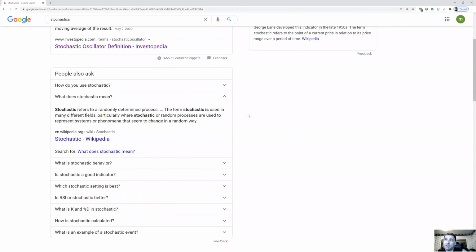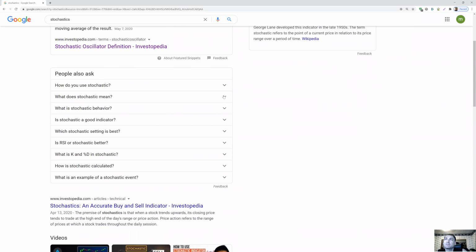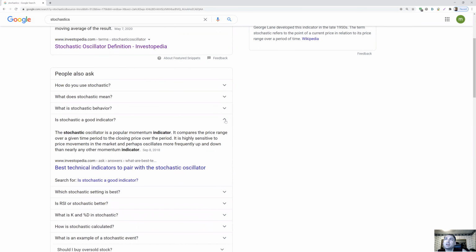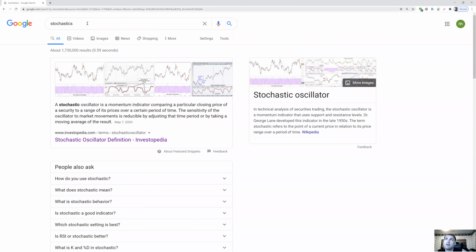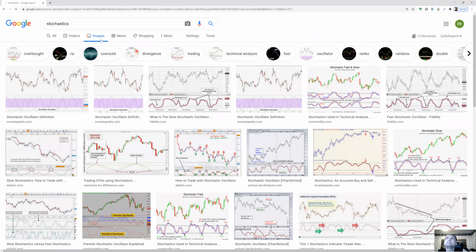What does stochastic mean? Refers to a randomly determined process. Stochastic is used in many different fields, particularly where random processes or random systems or phenomena change in a random way. Stochastics is an indicator. It's a popular momentum indicator, compares the price range over a given period of time. Let's look at some images now.